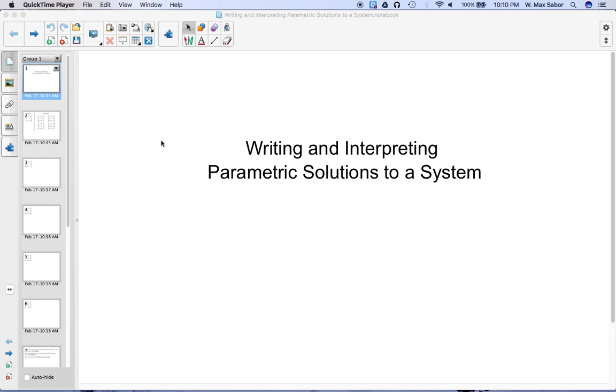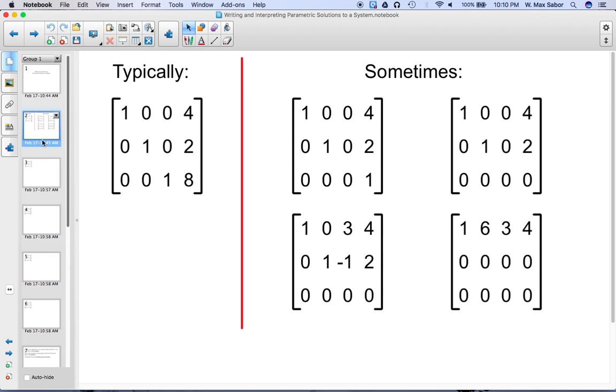Writing and interpreting parametric solutions to a system. So we saw before that typically systems have one solution once we solve them with Gauss-Jordan elimination. So here we would see, oh, this is just a point. The point (4, 2, 8) is the solution to the system. And this is because you see here what we have is the identity matrix.